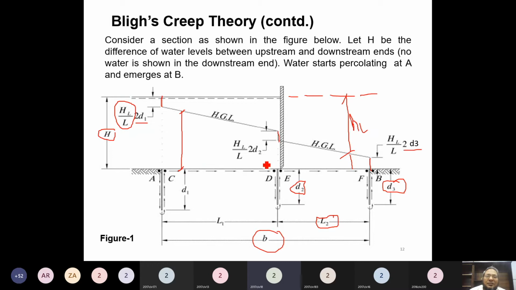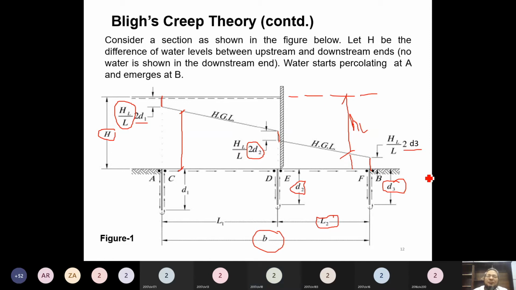Okay, sir, I think you are confused with this. HL over L is the hydraulic gradient. This is the head loss per unit total length. Now, if I multiply it by some distance 2D1, then this distance will cancel with this distance. What will be left? Only the head loss, in the unit of meters. Yes, sir. Now I think you are clear.